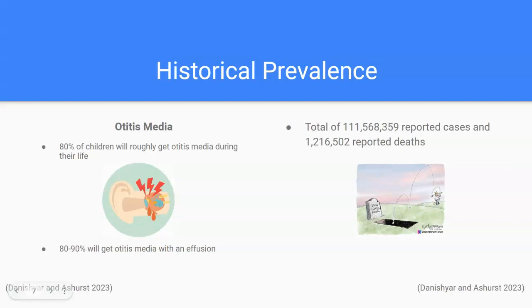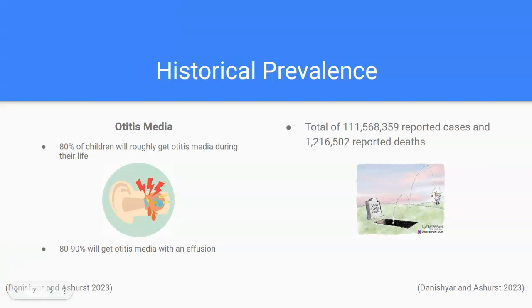Roughly 80% of children will get otitis media during their life, and between 80 to 90% will get otitis media with an effusion, which is the fluid behind the eardrum. In 2017, there were roughly 700 million reported cases, and still to this day, the cases are very high.